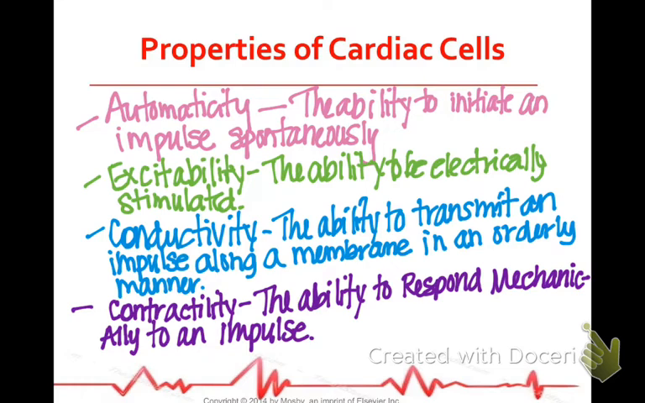So our SA node fires with automaticity, right? Spontaneously. Conductivity, that's the little pathway I just showed you where it goes from SA node to AV node. And then contractility is the heart squeezing, right? So all of this is made possible with specialized cardiac cells, that whole action potential and all those cells doing all that. ATP.